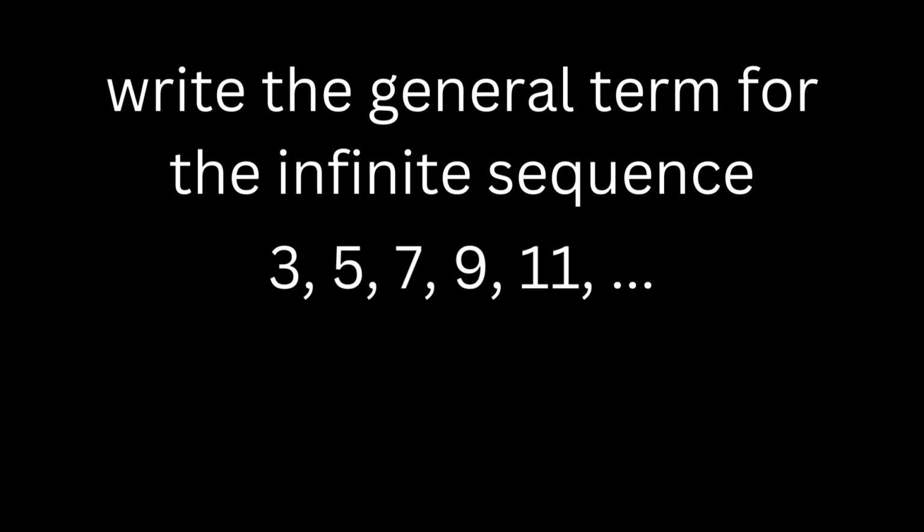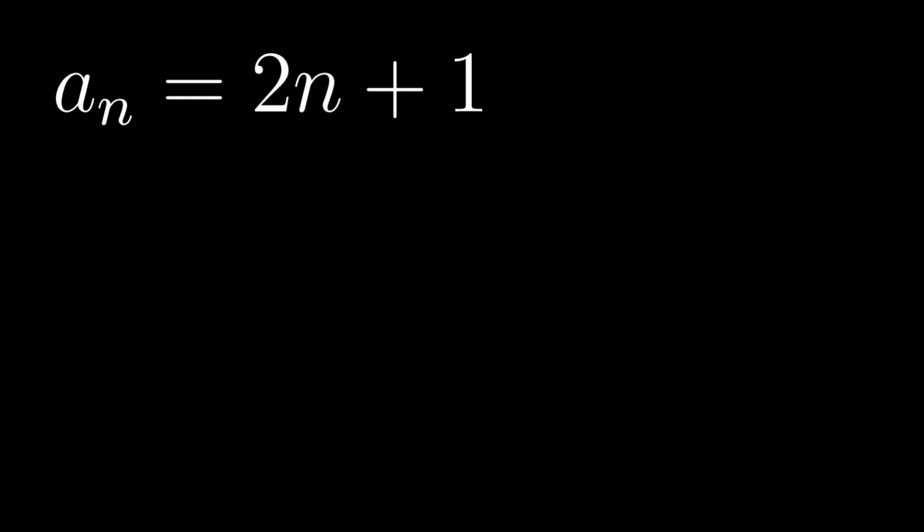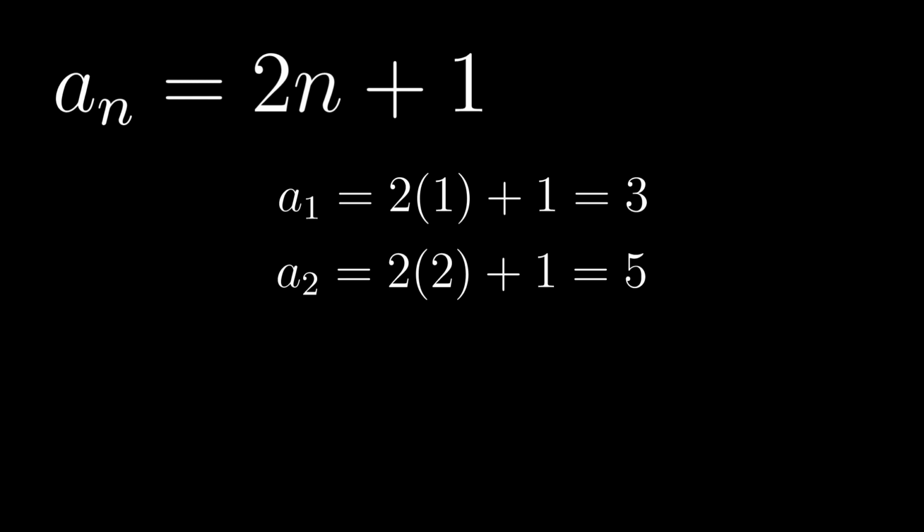For example, write the general term for the infinite sequence 3, 5, 7, 9, 11, and so on and so forth. The solution. The even numbers are all multiples of 2 and can be represented as 2n. Because each odd number is one more than an even number, a formula for the nth term might be a sub n is equal to 2n plus 1. To be sure, we write out a few terms using the formula. We get a sub 1 is equal to 2 times 1 plus 1, which is equal to 3. a sub 2 is equal to 2 times 2 plus 1, which is equal to 5.